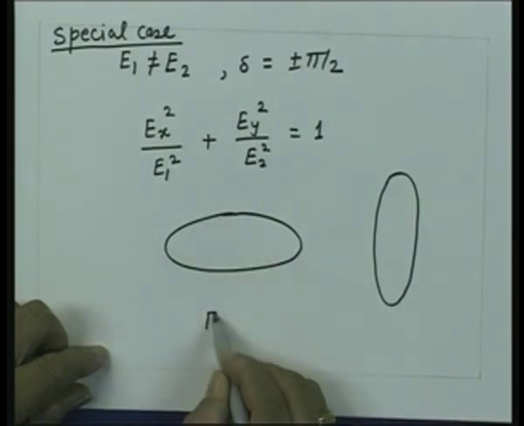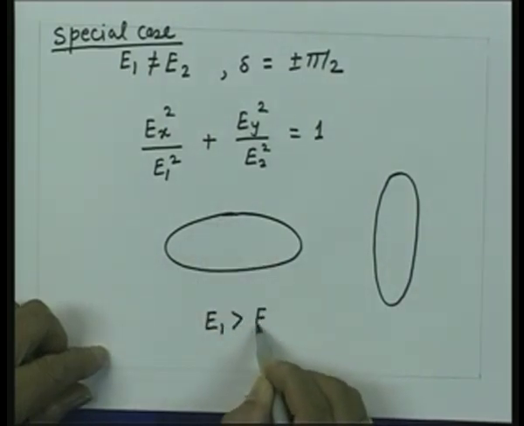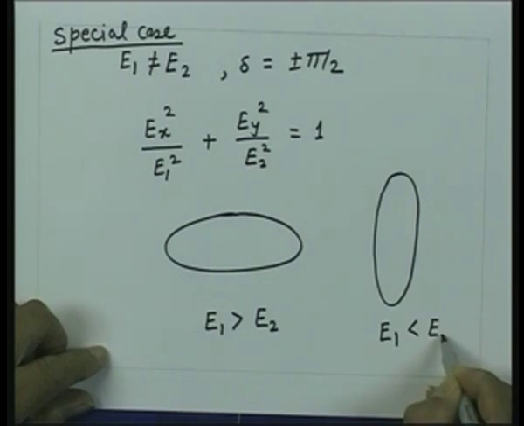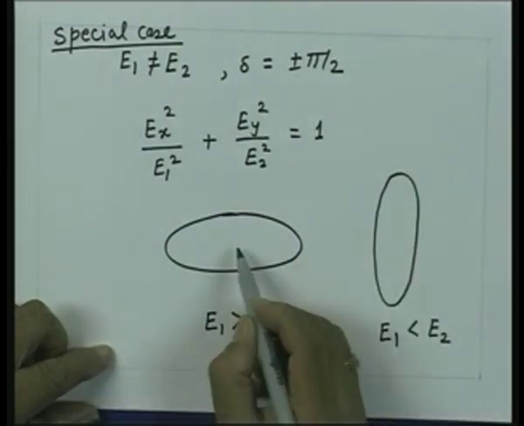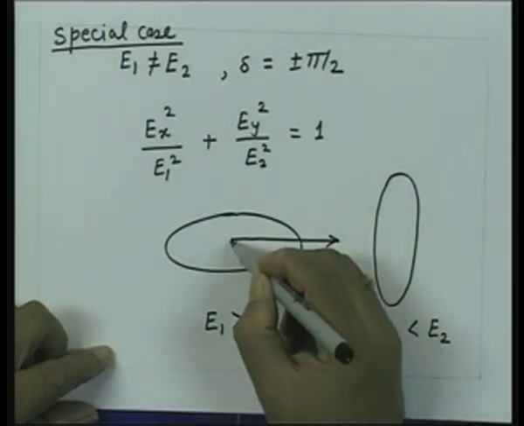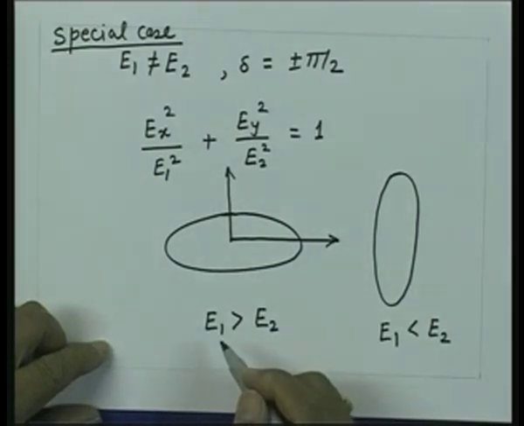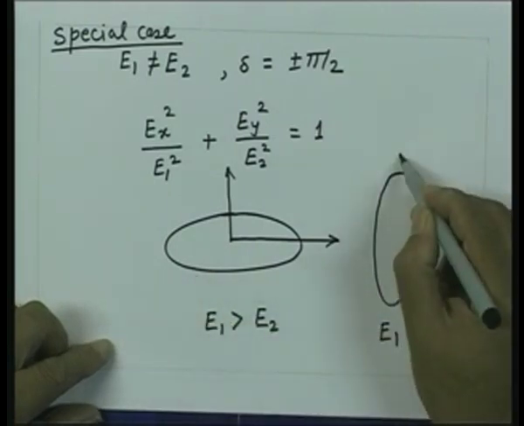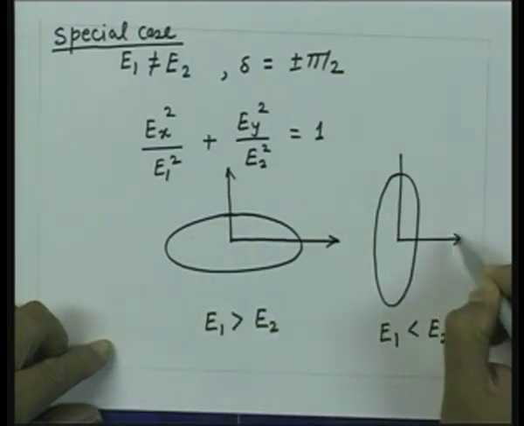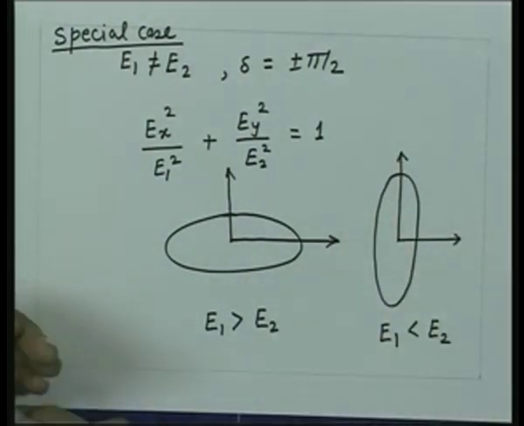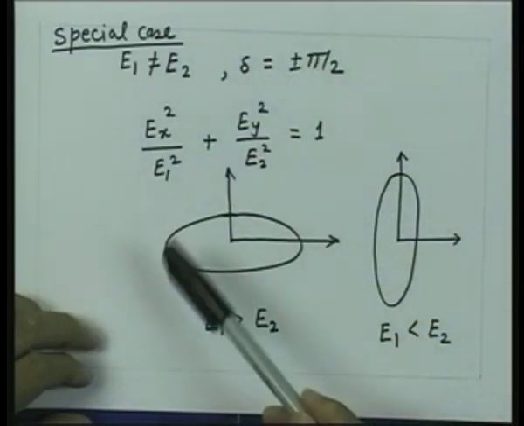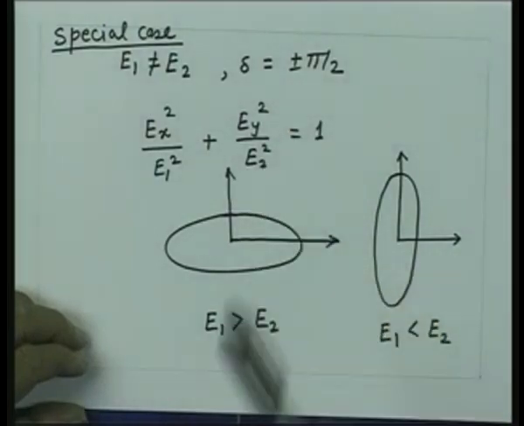If E1 is greater than E2, I will get an ellipse which will look like that. If E1 is less than E2, you will get the ellipse which will look like that. But in both the cases, the axis x and y, or Ex and Ey, are oriented along the major and minor axis of this ellipse. So a special case for the elliptical polarization where the major and minor axis of the ellipse are oriented along the coordinate axis will correspond to delta as plus minus pi by 2. And again, plus minus will refer to whether the rotation is left-handed or right-handed.